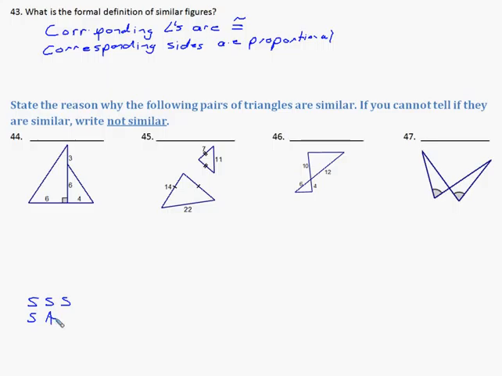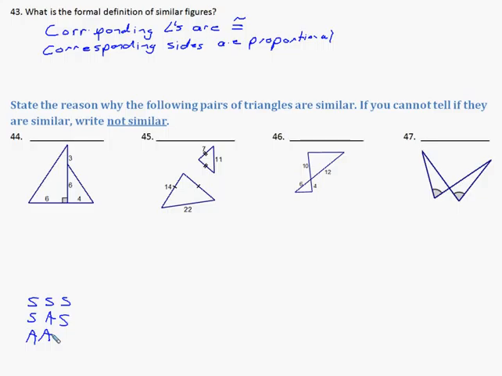We have side, angle, side. So two sets of sides are proportional, and then the angle in between them is congruent. And the last one is angle, angle. So if you know two angles of one triangle are congruent to two angles of the other, then those two triangles are definitely similar. So let's take a look at these few examples.